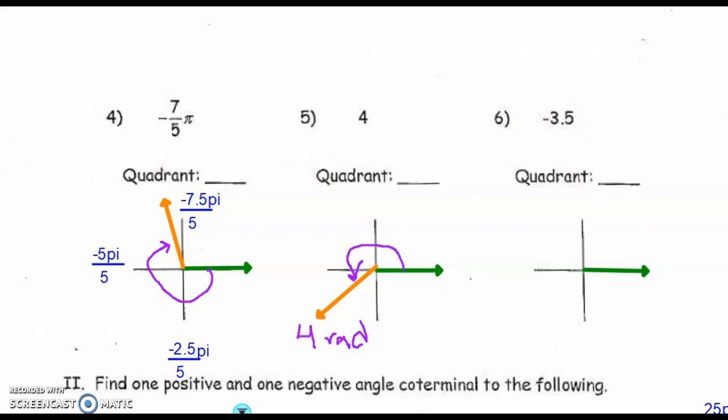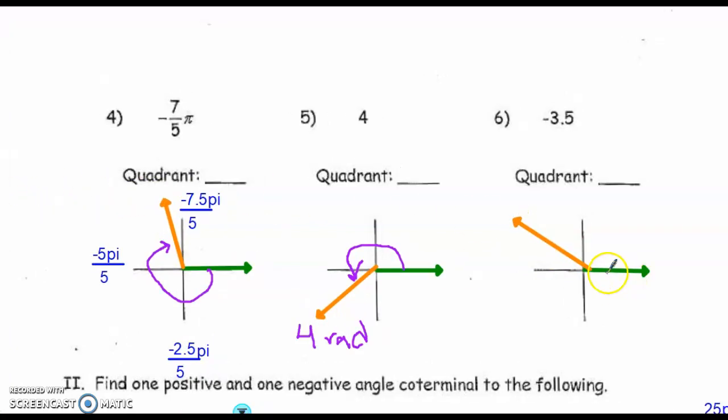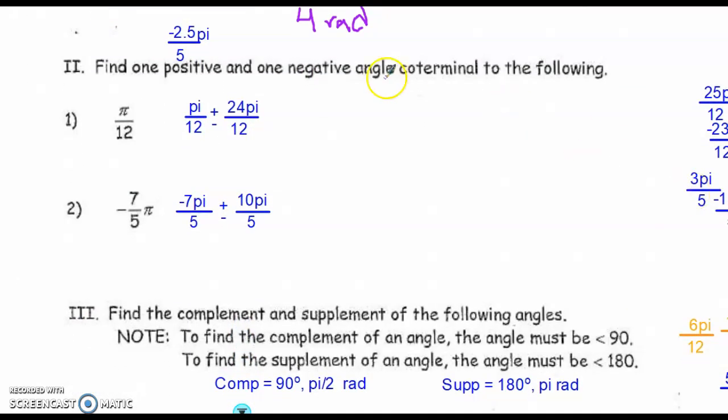Okay, continuing on to a -3.5. Well, we know that going clockwise, this would be -3. We should just be under 4. Go back to the chart that we did at the beginning of this video if you need help. And there you go. So this is quadrant 2. This one's quadrant 3. And this one's quadrant 2. All right, we scroll down here.